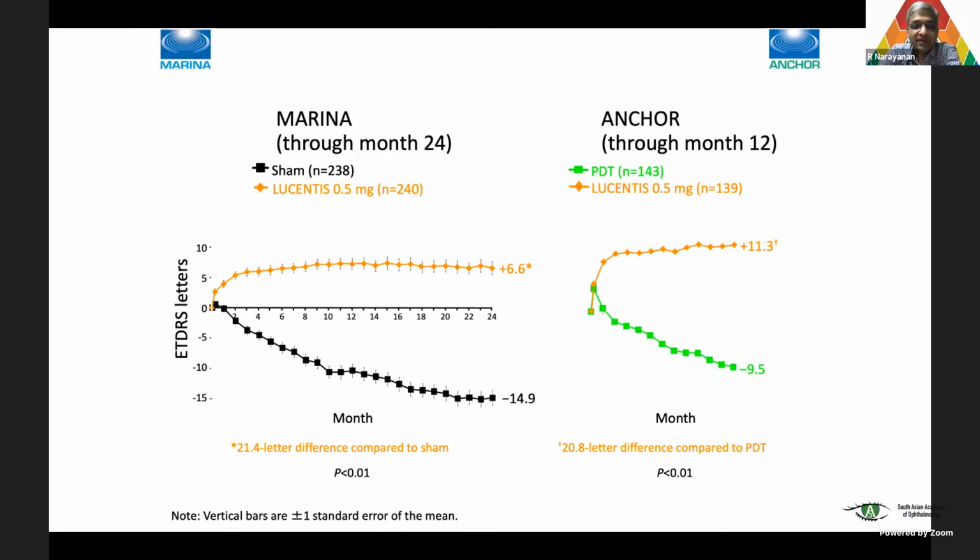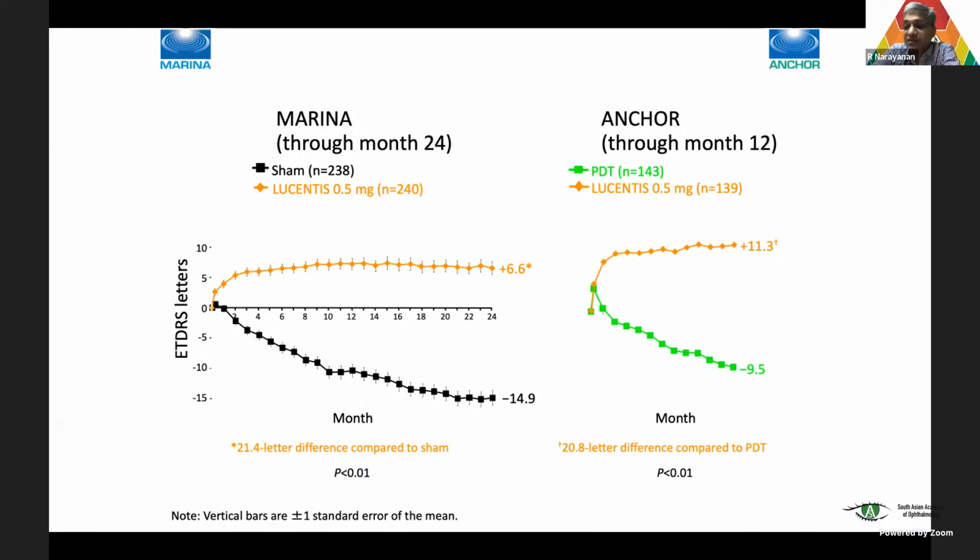Now, what have the various trials shown us? Why are we talking even today about treating early and aggressively? It is because if you don't treat these patients, the Marina trial and the earlier MPS studies showed what happens from the control arm. In the Marina trial, the control arm was sham injection, no treatment given. If you don't treat, you see how the black line is going down and down and down. Patients lose vision.